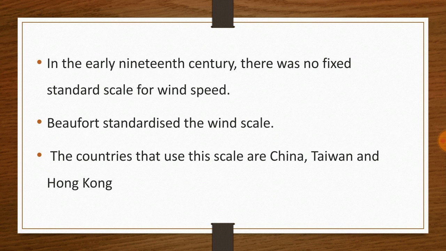We are moving further. In the early 19th century, there was no fixed standard scale for wind speed. So Beaufort standardized the wind scale. There are a few countries that generally use this scale. Which are they? China, Taiwan, and Hong Kong. So that is about Beaufort scale. We are moving further.